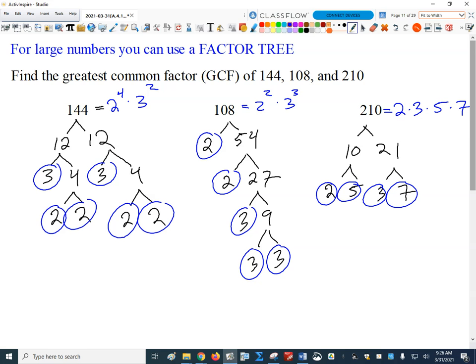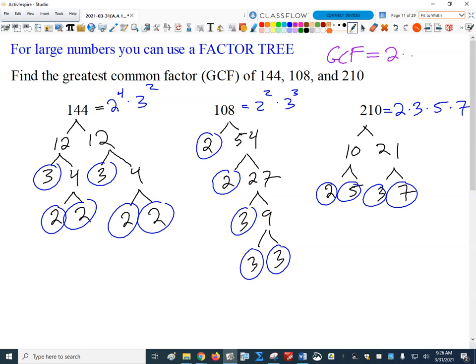Okay, so then what's the greatest common factor? Well, it would be the highest shared power of each shared factor. So look at the prime factors of 144, only 2's and 3's. 108, only 2's and 3's. 210, 2's and 3's and 5's and 7's. So the greatest common factor could only be made of 2's and 3's because those are the only shared prime factors. Everybody agree? Okay.